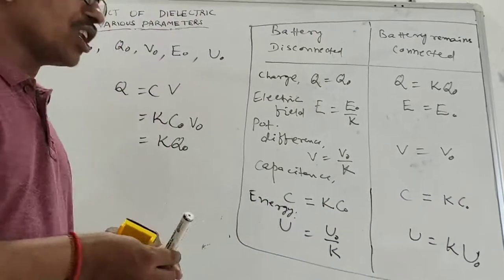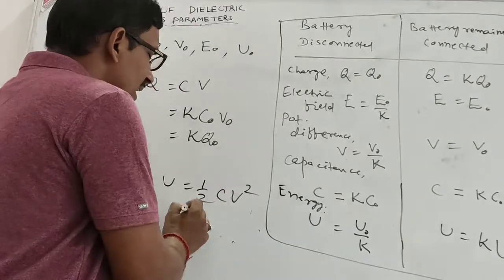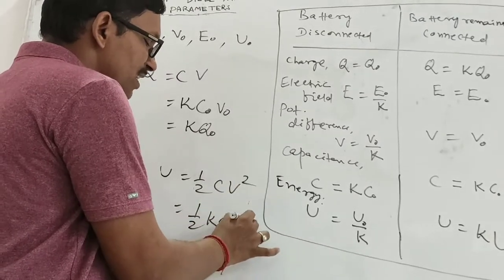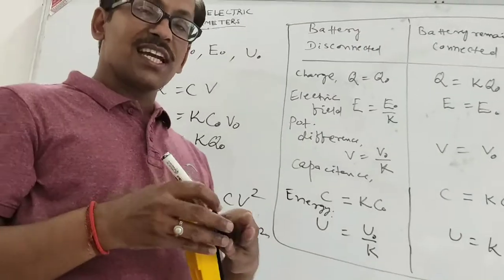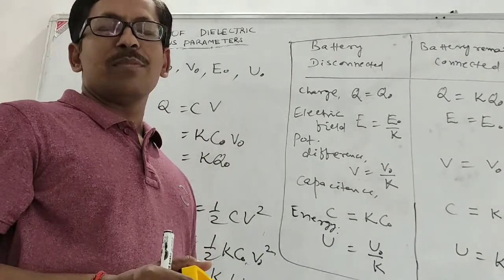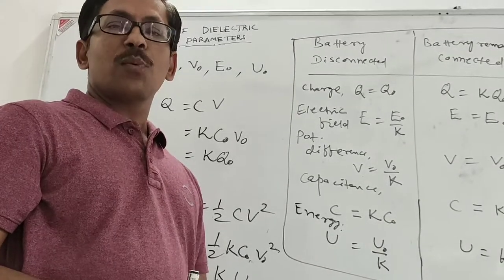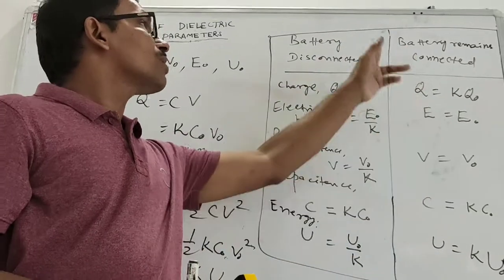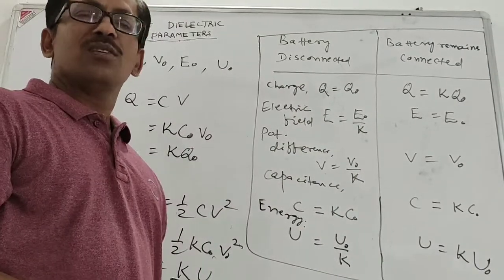What about the energy? The energy U is equal to half CV square. Now the capacitance is K times C0 and V remains the same, V0 square. That means K times U0. So the energy becomes K times. So this is how the various parameters of a parallel plate capacitor change when a dielectric slab is introduced in between the two plates. Now this is the comparative analysis when the battery is disconnected and when the battery remains connected. It is a very important question. Number of times it has come in the board exams.